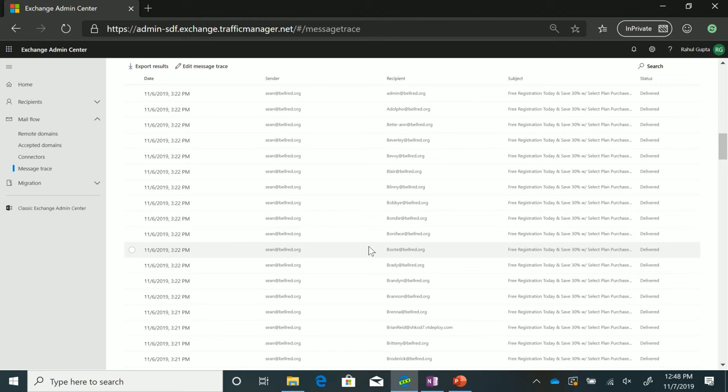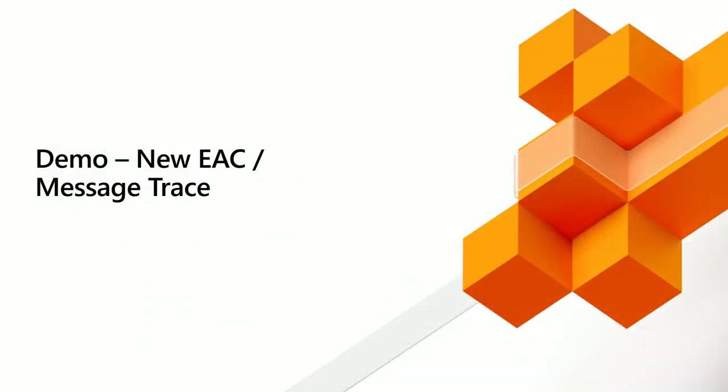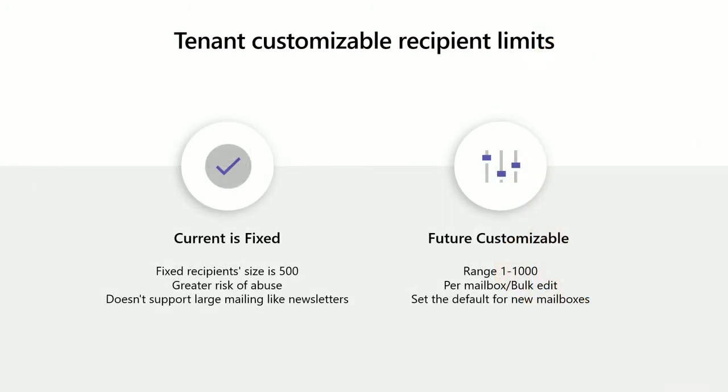Now with that same thought, we are bringing to you the next feature for the email administrator, and that is customizable recipient limit. As you may know, Exchange Online currently has a fixed recipient limit, which is 500. Going forward, we are making this recipient limit customizable.